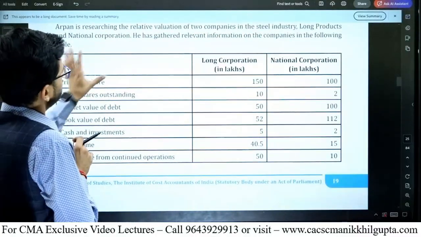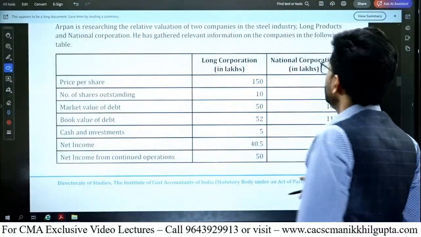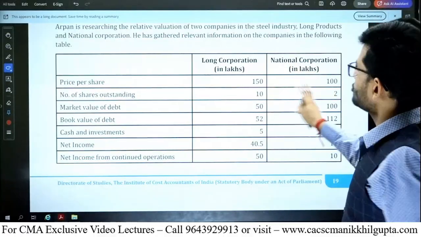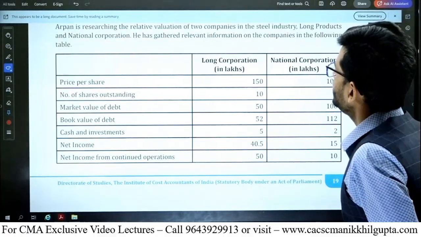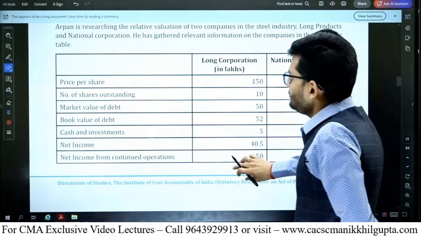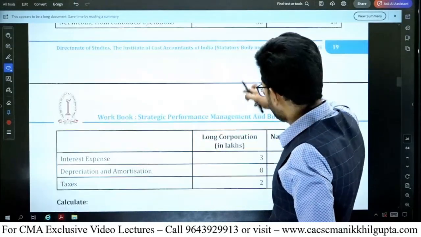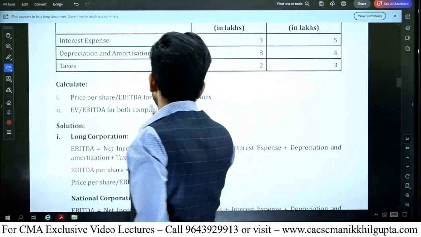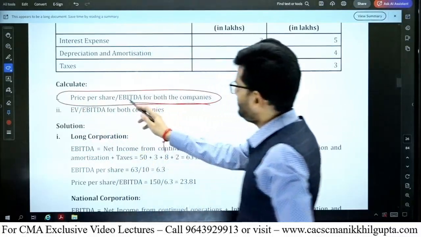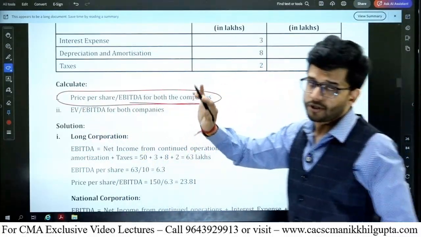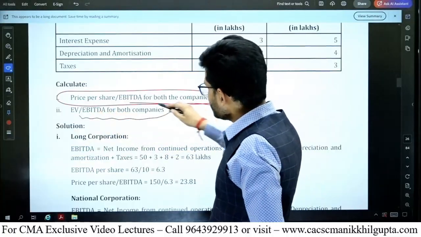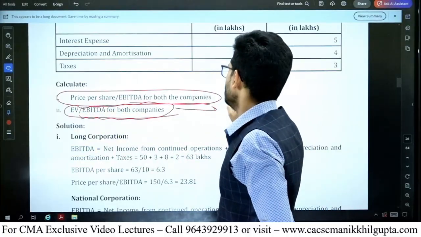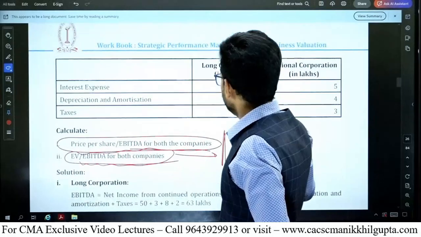Arpan is researching a relative valuation of 2 companies in the steel industry, Long Products and National Corporation. So 2 companies are being researched by Arpan. He has gathered relevant information on the companies in the following table. Calculate the price per share to EBITDA for both the companies. It is a straightforward computation, not a difficult one. And then enterprise value to EBITDA for both the companies. 2 calculations that you need to do in both of them.